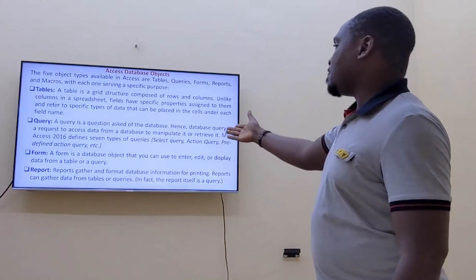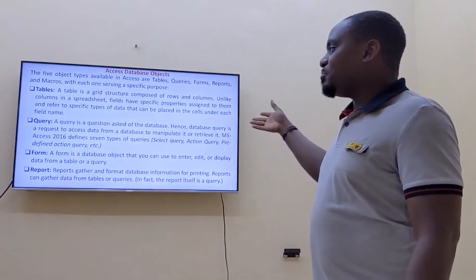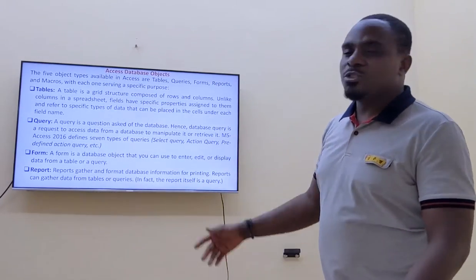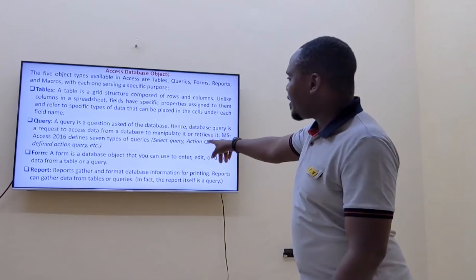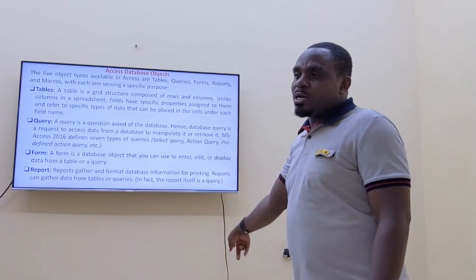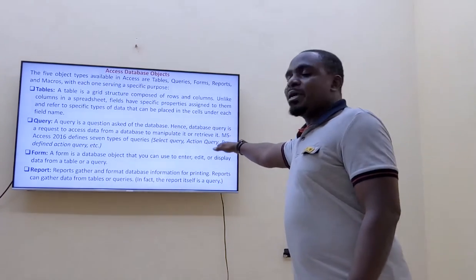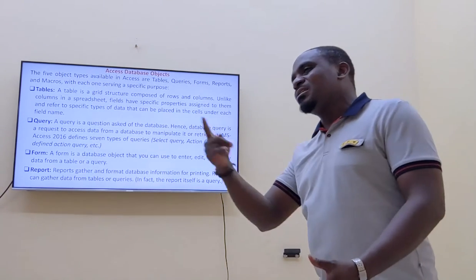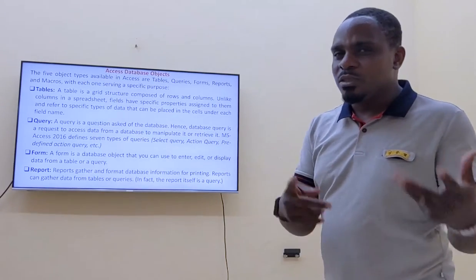We have different types of queries. We have the select query, the action query, the predefined action query, and so on and so forth. The action query is mostly where you do the editing. For you to carry out any query, you first have to carry out the select query. Once you do the select query, you then carry out actions on the query. The action differs: either you're deleting a particular piece of data, or you're editing it, or you're doing one thing or another on it.